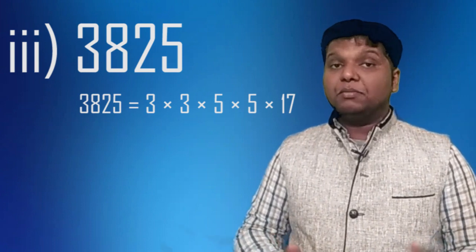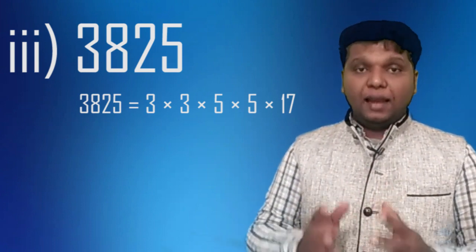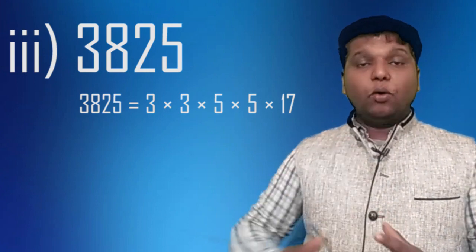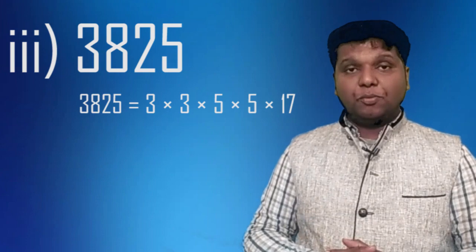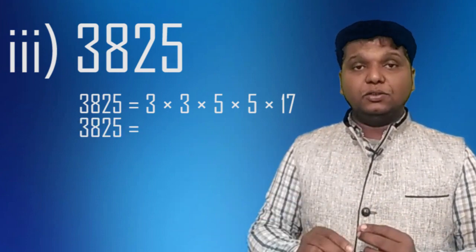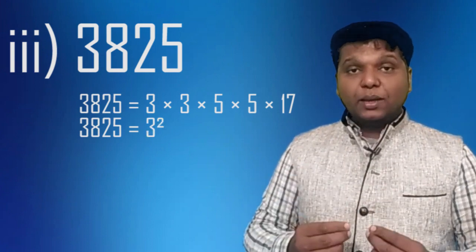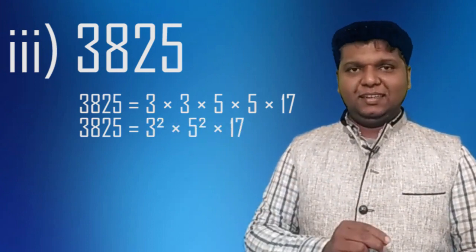17 being a prime number, we are going to stop right there. And now let us take all the prime numbers and express it as the product of primes. So we will write 3825 is equal to, come on, 3 square into 5 square into 17. That's the answer. Next, 5005.